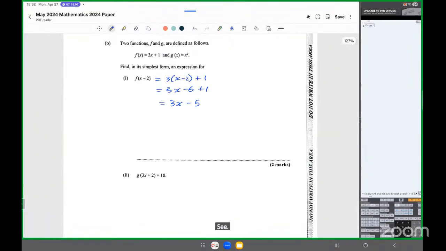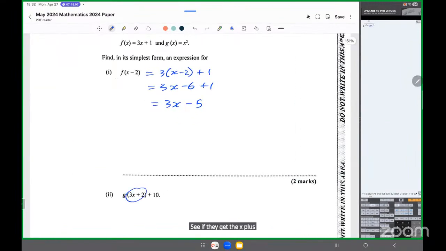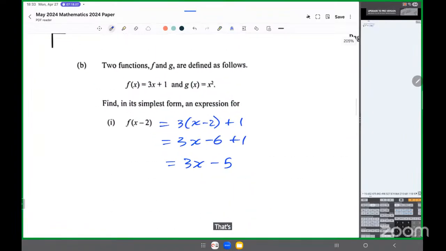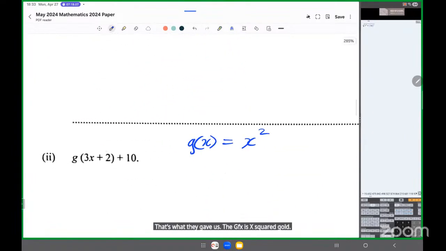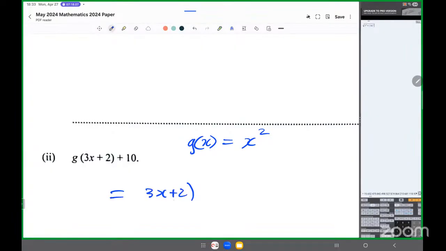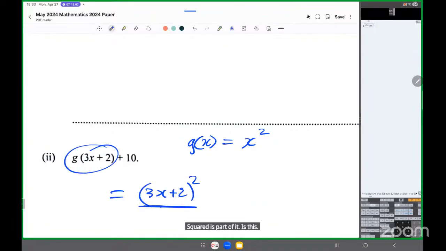Same thing again. I want to take the 3x plus 2 and substitute for the x right here. Let's write it out. The g of x, remember, the g of x is x squared. That's what they gave us. The g of x is x squared. Good. So g of 3x plus 2 means that we're going to change this to a 3x plus 2, and I want to add 10. So this thing becomes equal to 3x plus 2 squared. This part of it is this. And then we have to add the 10, plus 10.